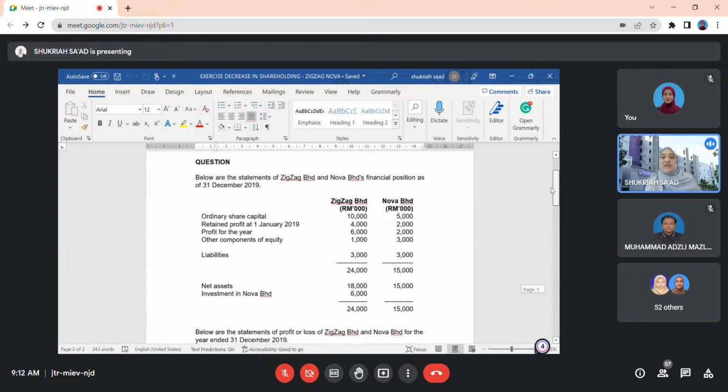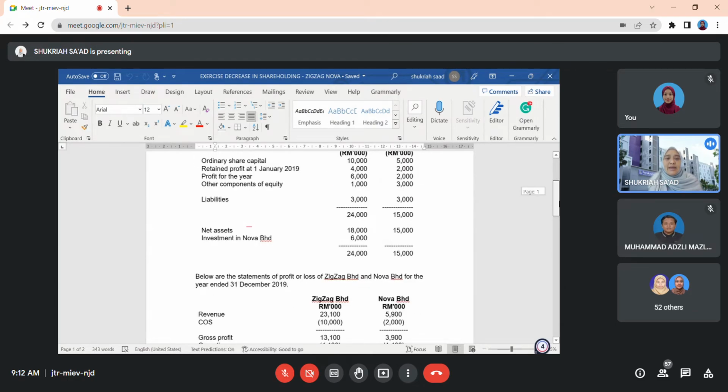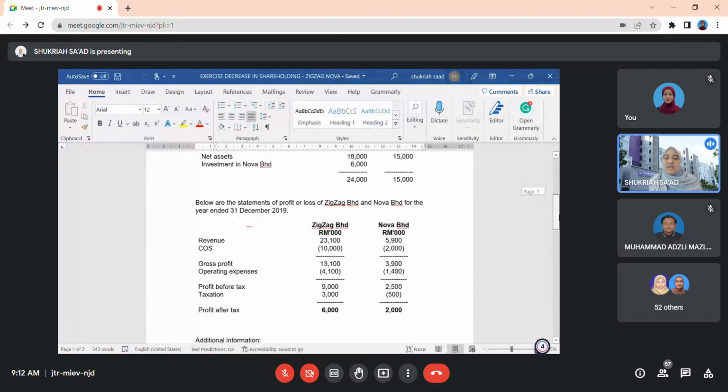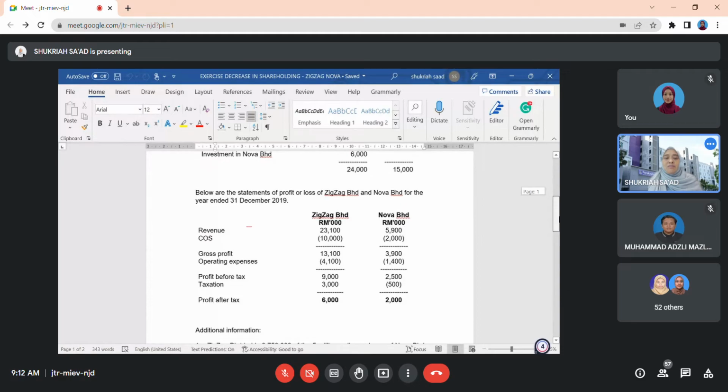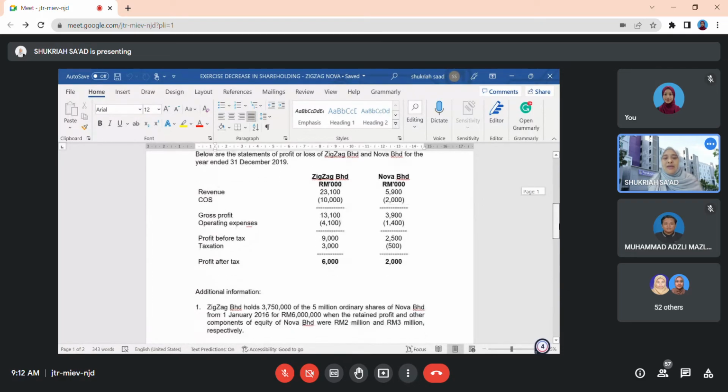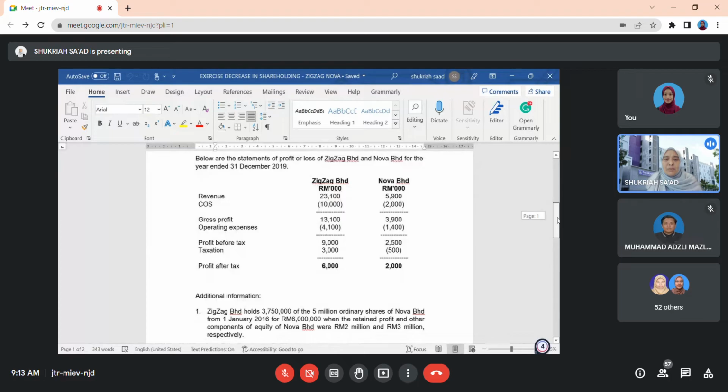Okay, so let's look at the question. There are two types of reserve here, retained profit and also other components of equity. Soalan ni saya ambil daripada soalan textbook, saya cuma ubah sikit, because saya nak bagi nampak the whole picture. So by doing this question kita akan nampak the effect towards all the three statement. So this is dia punya SOPER.